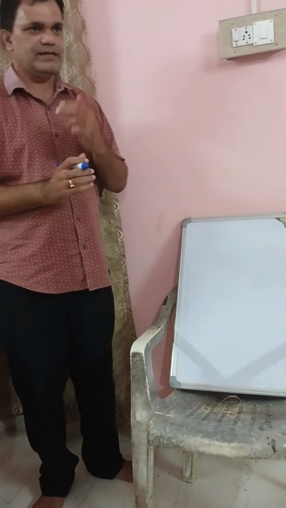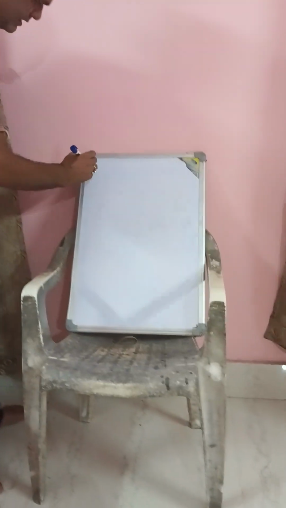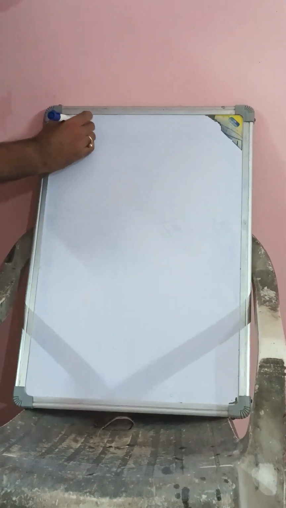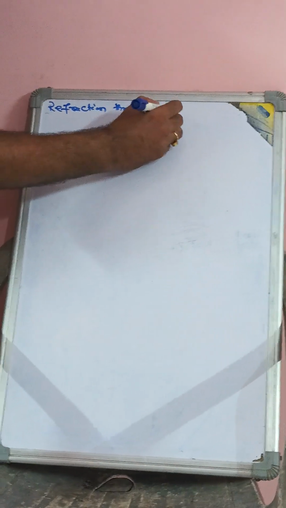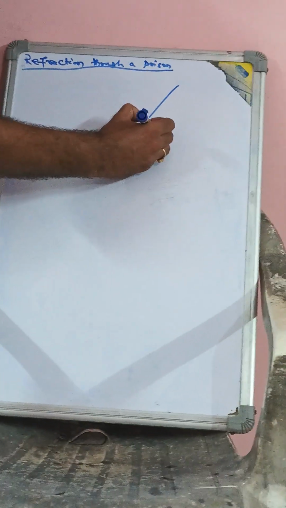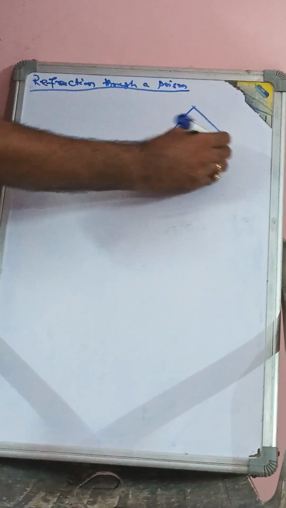Today I am going to tell you about refraction through a prism, and what is a prism. A prism is a 3D transparent object, and it has two triangular faces and three rectangular faces. That is then refraction through a prism.